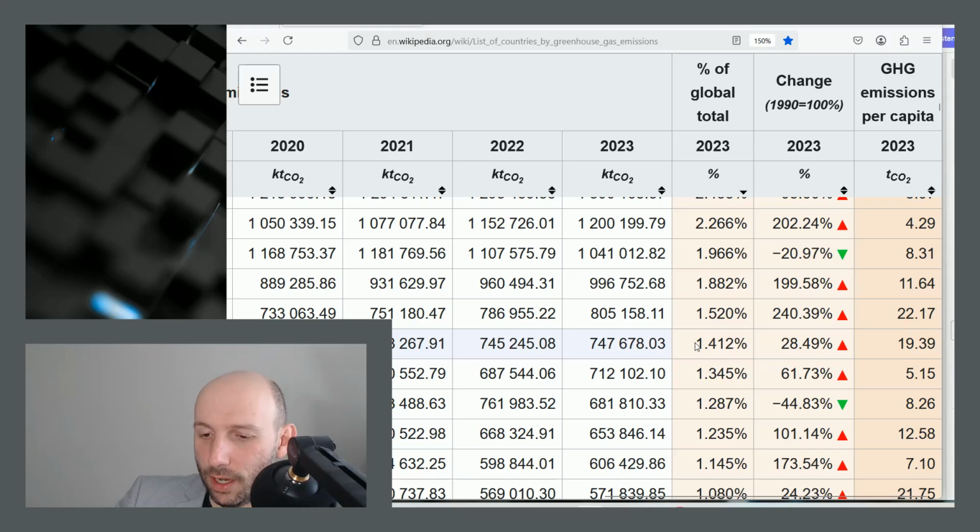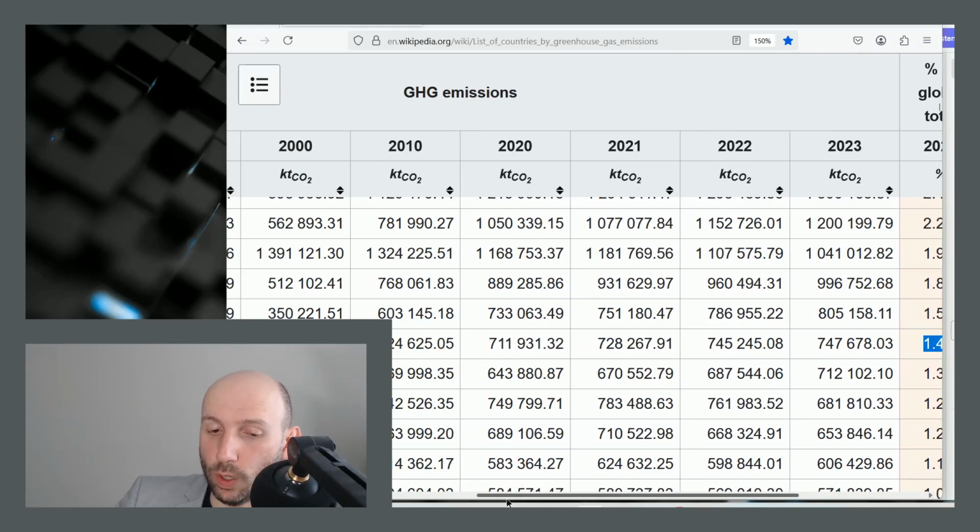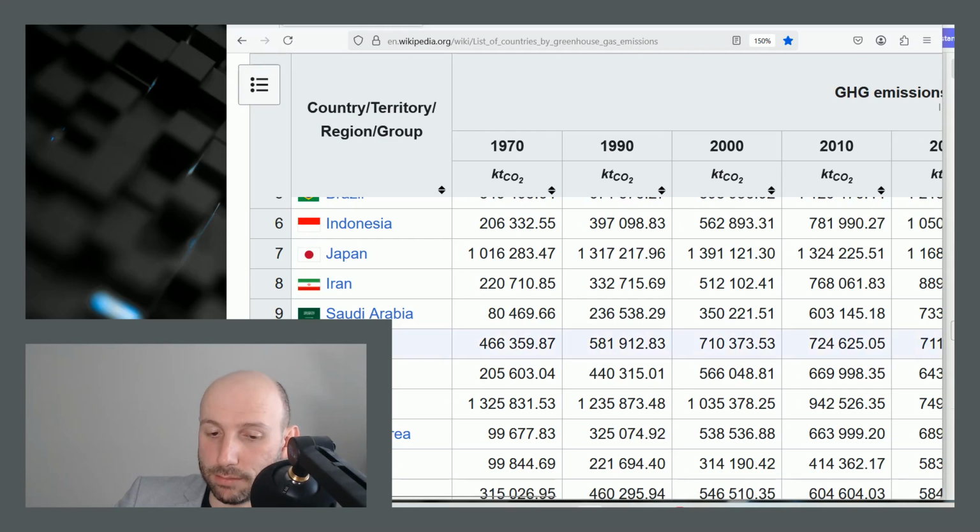So if Canada is not a major greenhouse gas emitter, why do many people think that it is? Well, there are a few reasons. One reason is that Canada makes the top 10.